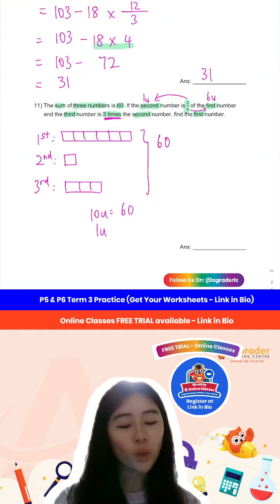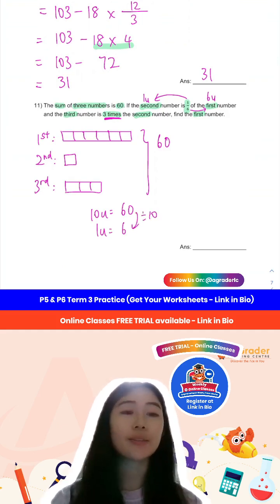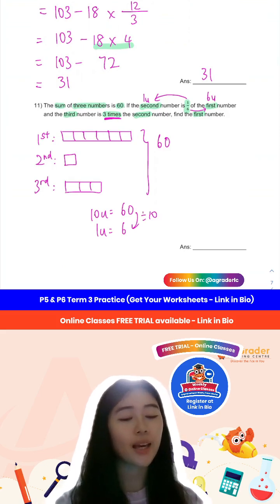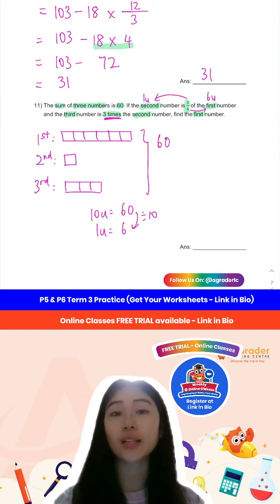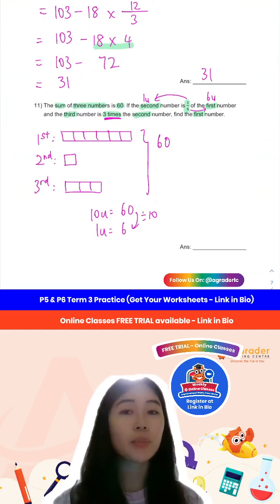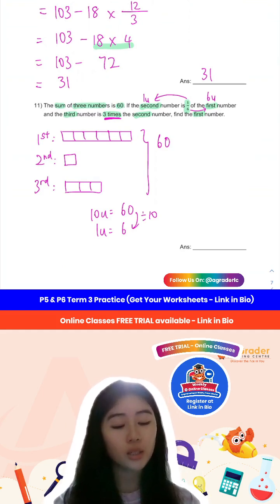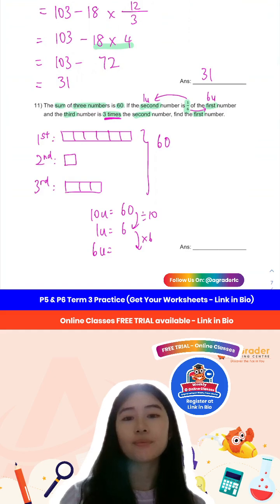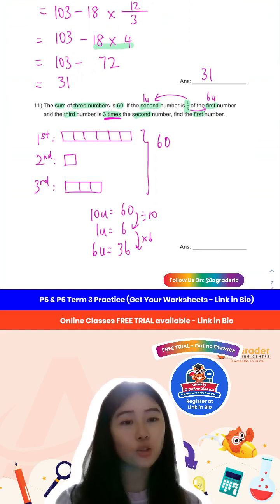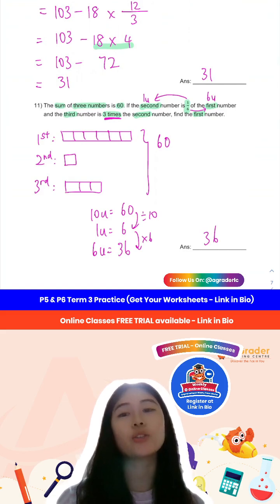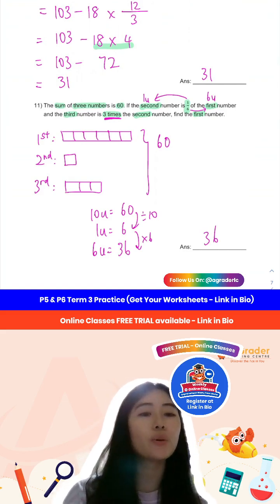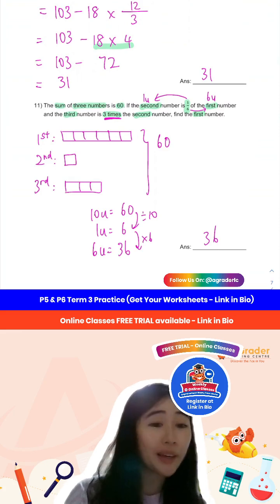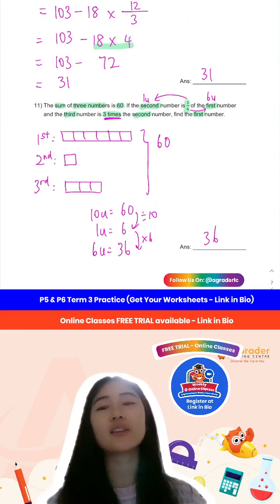Based on this, 1 unit equals 6 when you divide by 10. And they're asking you to find the first number. Your first number is 6 units, so you just need to times 6. Therefore, your final answer should be 36 for this question. Okay, so Pei Fong and Lawrence and sleeping, you guys got it right. Very good.